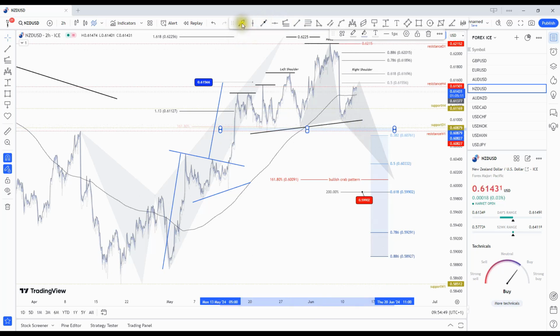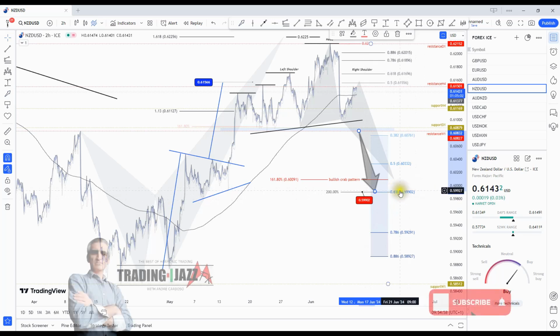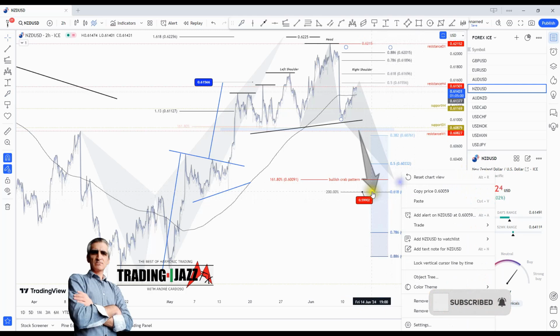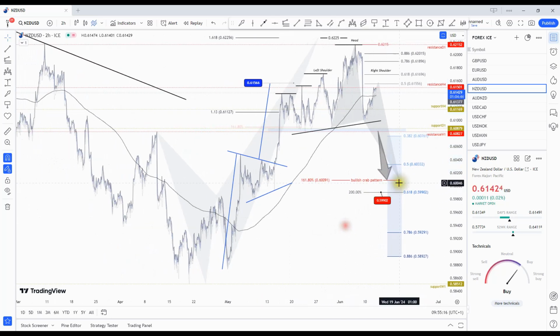That pattern should target the 200% Fibonacci extension level that points to 59.90, which converges with the 61.8% Fibonacci retracement level, and a few points above we have the bullish crab pattern also at the golden Fibonacci level. So pay attention not only to that move to the downside, but once we approach this price zone, we should pay attention to potential or eventual bounces for the Kiwi.